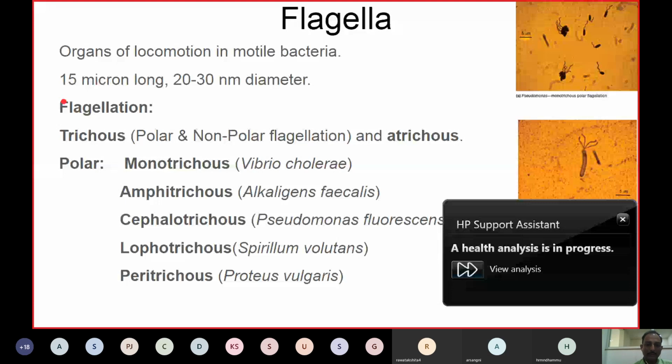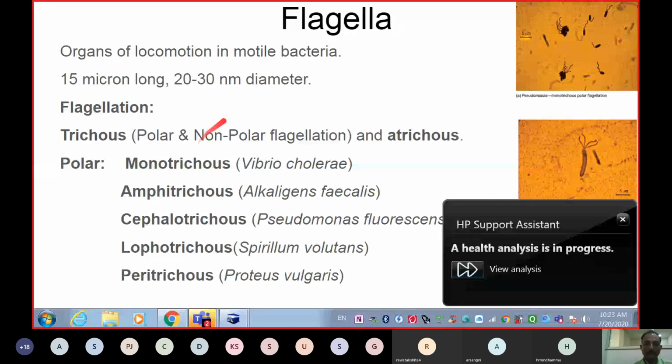Now the flagella may be present at the poles, and if it is present at poles, then it is known as polar flagellation. If it is distributed all over the surface of the bacterial cell wall, then it is known as non-polar flagellation. What am I saying? If flagella is present in bacteria, we say trichous, and if not, atrichous.